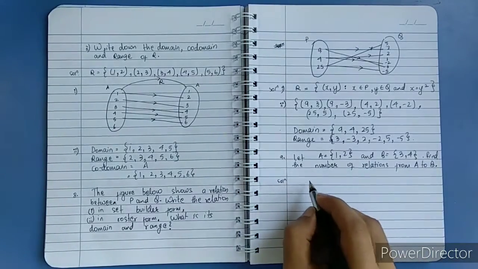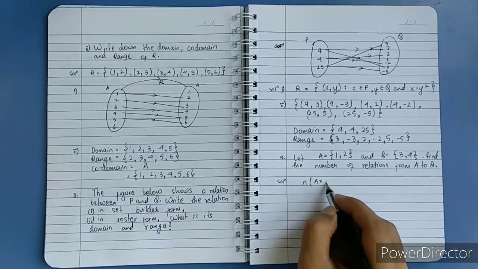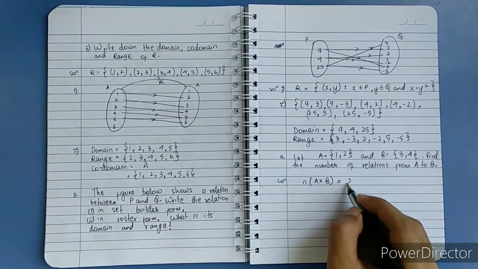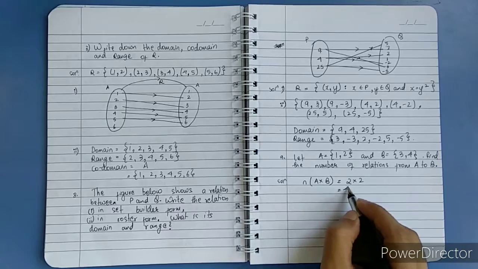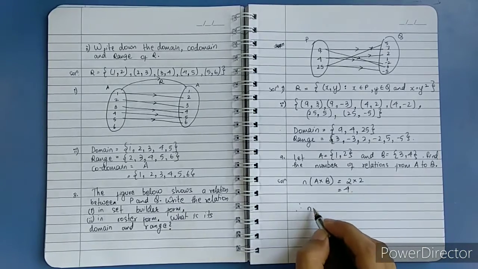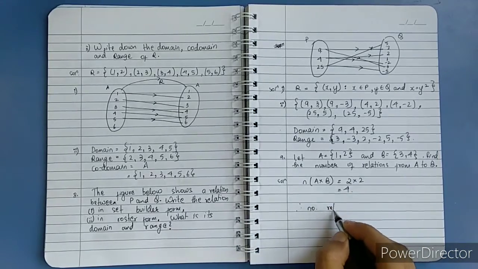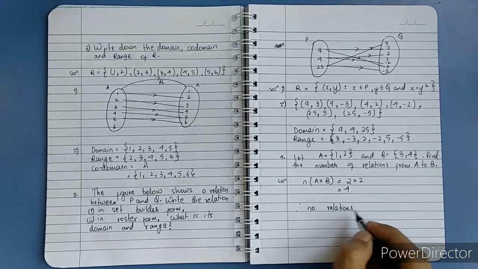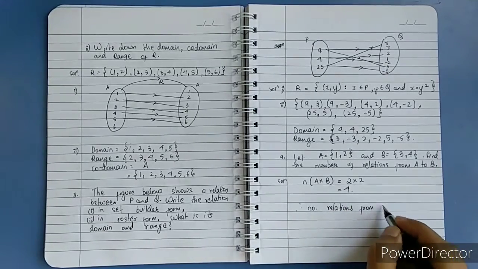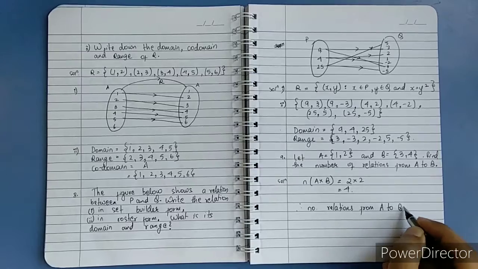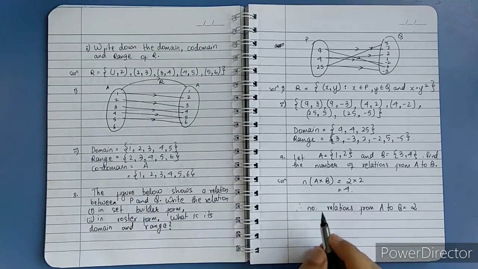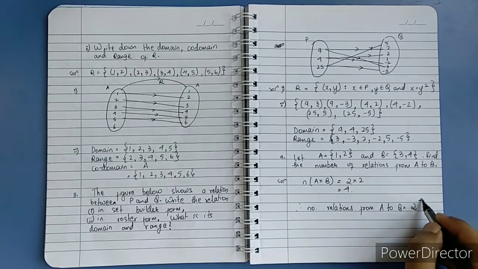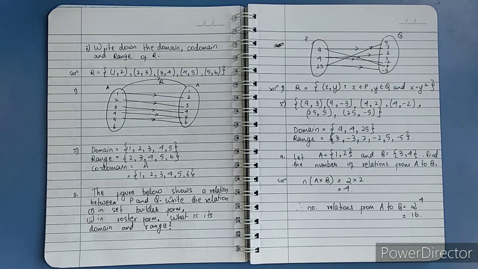Solution. So the number of elements in A cross B will be equal to 2 into 2, that is 4. So therefore the number of relations from A to B will be equal to 2 raised to the number of elements in A cross B, that is 2 to the power 4, which is equal to 16. So this will be the total number of relations that is possible from A to B.